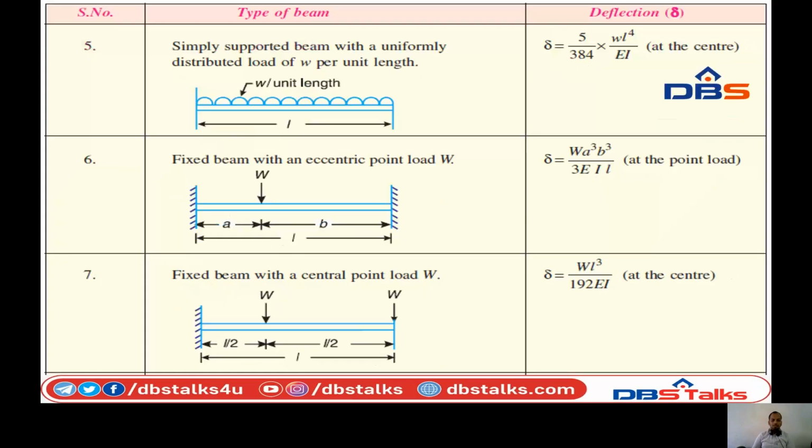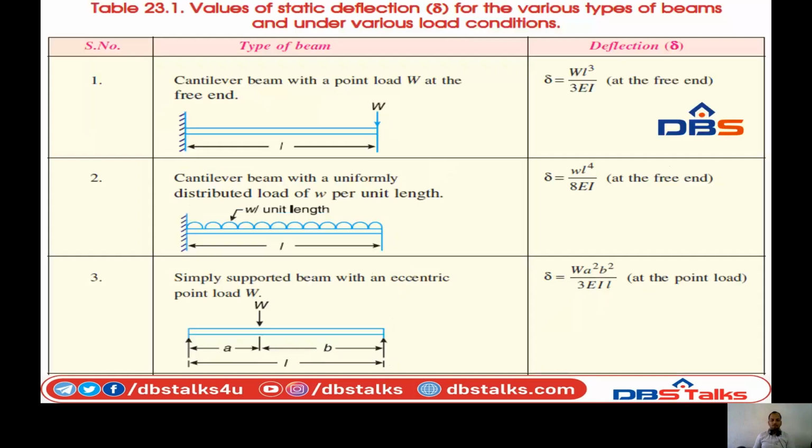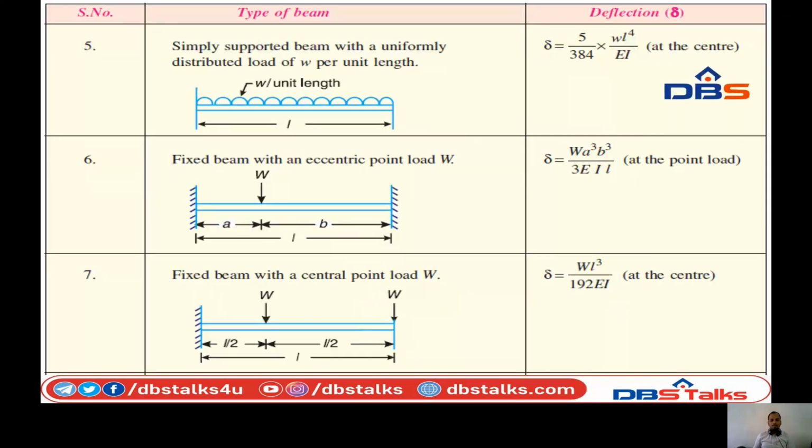Then a simply supported beam with UDL. The formula for UDL in the previous slide was WL to the power of 4 by 8EI, for the cantilever, but this one is simply supported. This is 5 by 384 into WL to the power of 4 by EI.